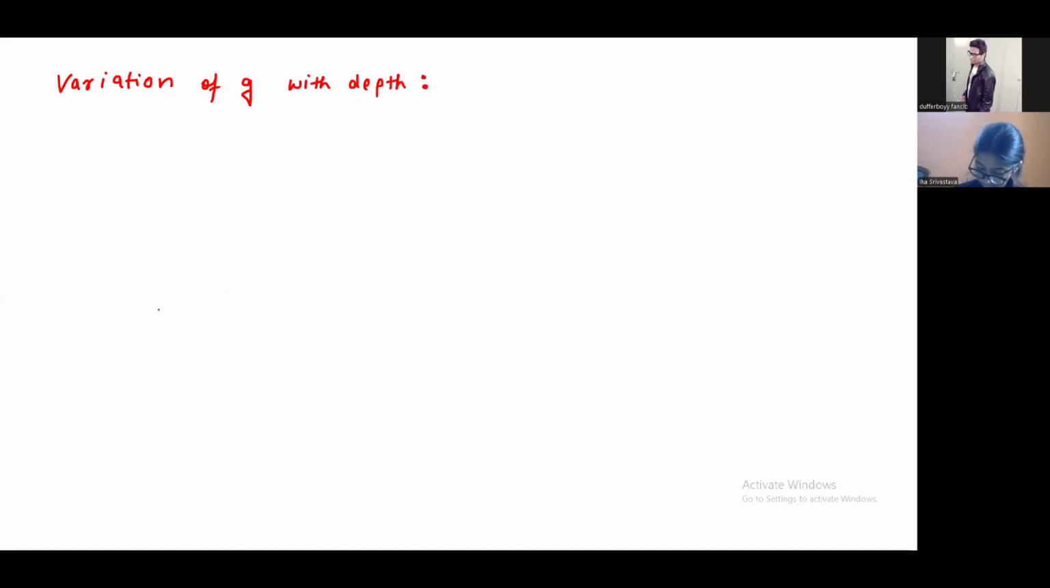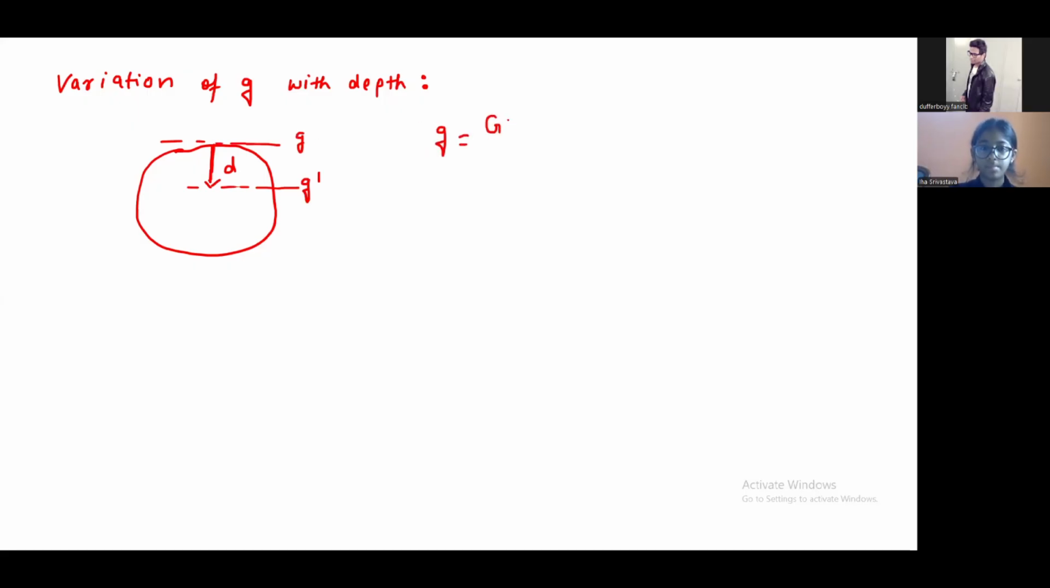With depth. Here we get the value when we are moving inside the earth's surface. Let's suppose this is the earth, and we move inside from the surface by a depth d. Here we get the value g dash, and on the earth's surface we get the value g. We know that g is equal to GM upon R squared. But when we move inside the earth, the R value decreases to R minus d.